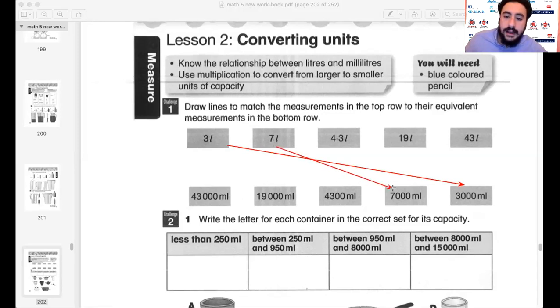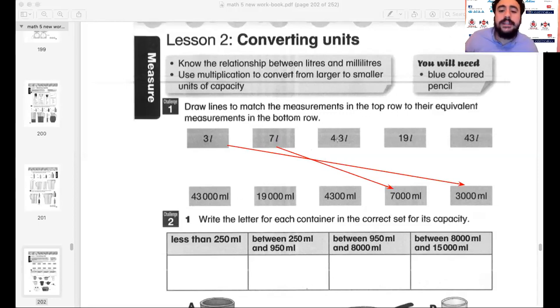Excellent. So if you want to convert 7 liters into milliliters, just multiply by 1,000. That's why it's 7,000. So 7 liters is 7,000 milliliters. Okay, just multiply by 1,000. If I want to do the opposite, don't forget this, please, then I'm going to divide.